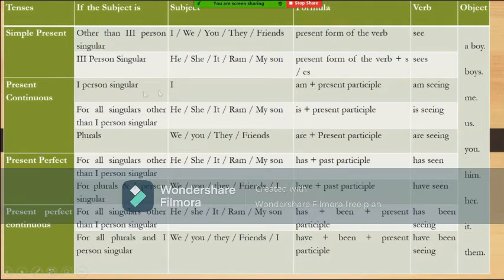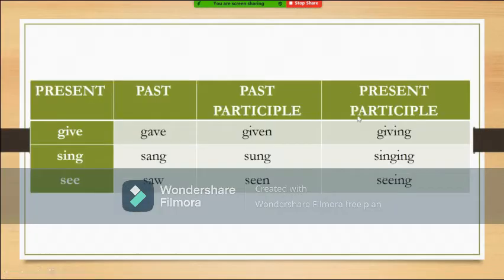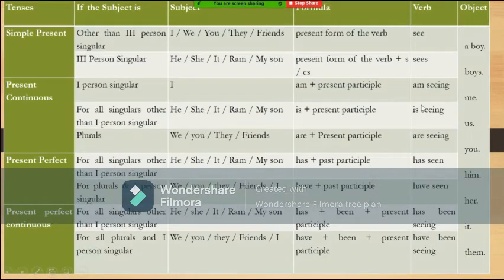And to indicate continuous, we use the present participle. What is present participle? Seeing. Seeing is the present participle. So here we are using am seeing. For I we are using am seeing. Am tells present. Seeing tells us continuous. So on seeing the verb itself, we can say the tense of it. Am indicates present. Seeing, the ing form, indicates continuous. Like that: he is, or she is, or it is, or Ram is, or my son is seeing.